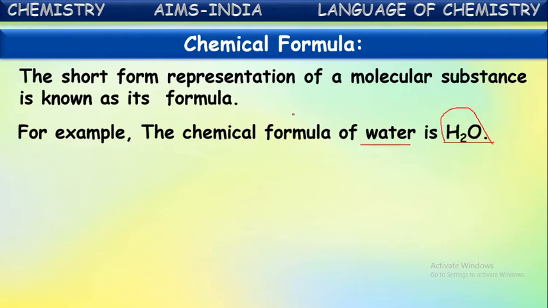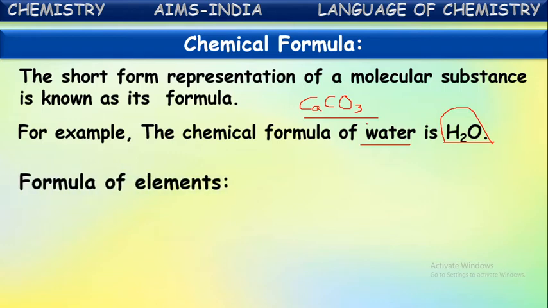If you say calcium carbonate, it is a chemical substance. Instead of writing calcium carbonate, we can write in the shorthand form as CaCO3, which represents the same calcium carbonate. So you can say the shorthand representation of the molecule of a substance, or the name of a substance, is known as its chemical formula. So the formula will be there for either elements and compounds. The molecules of elements and of compounds both have their formulae.